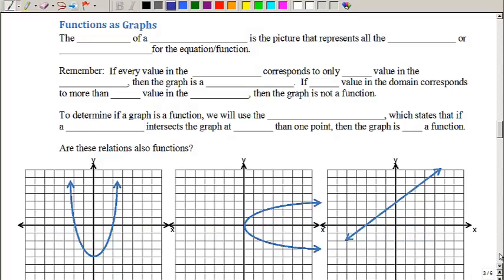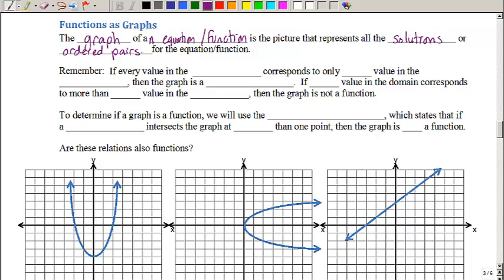We just finished talking about functions as sets and as equations. Now we'd like to talk about functions as graphs. The graph of an equation or function is the picture that represents all solutions or ordered pairs for that equation or that function.